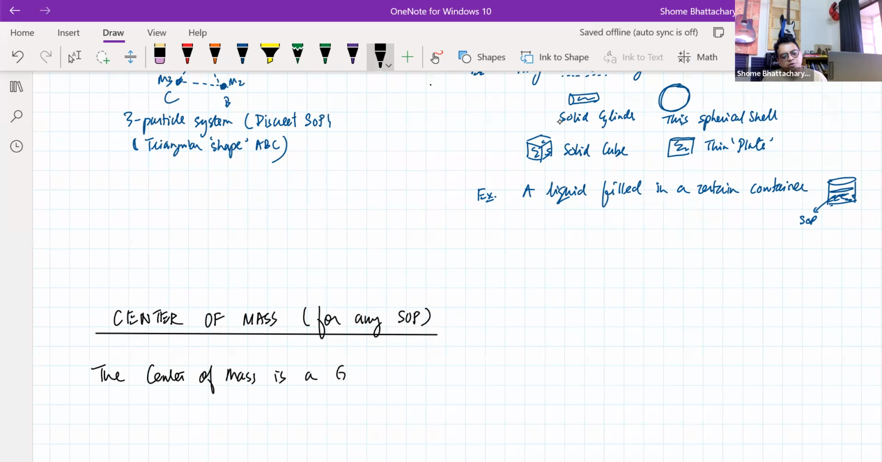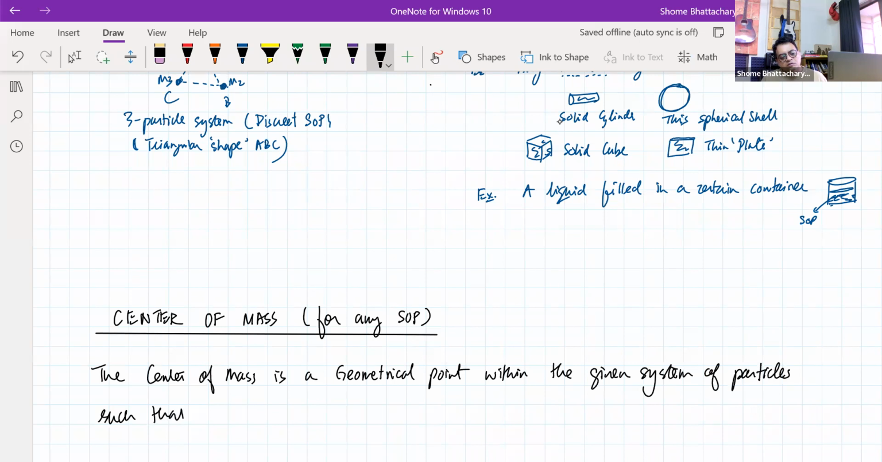So the center of mass is a geometrical point within the system of particles such that the distribution of mass is symmetrical with respect to it.